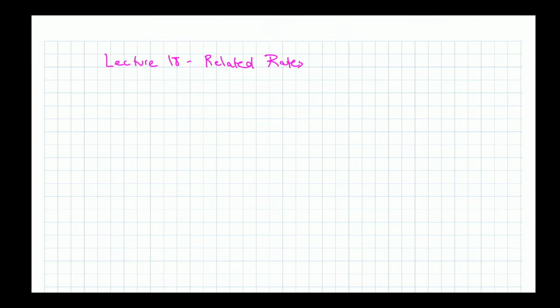Hello everybody. So what we're looking at today is related rates. So related rates, very complicated. What it is about is rates that are related. Question mark? No question mark. Yeah, that's what it's about. Rates that are related. And so the basic idea is actually pretty simple, really.